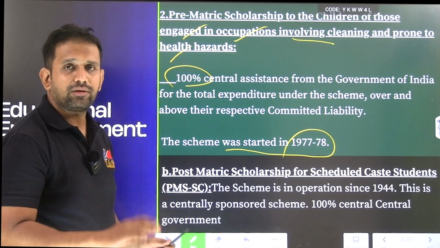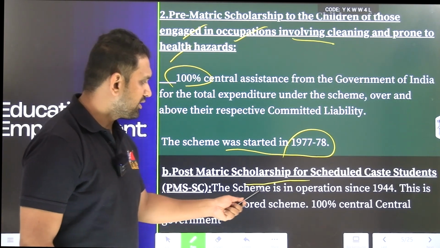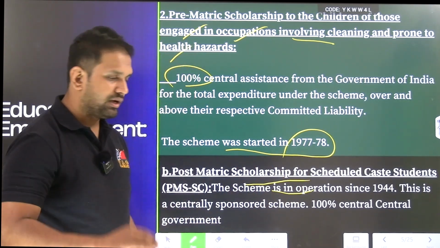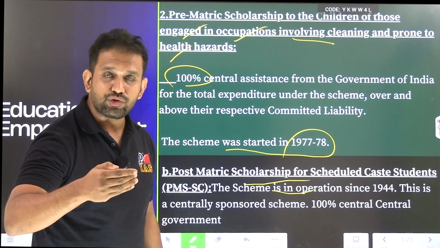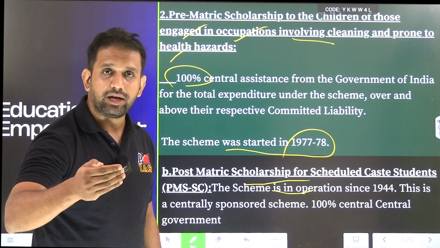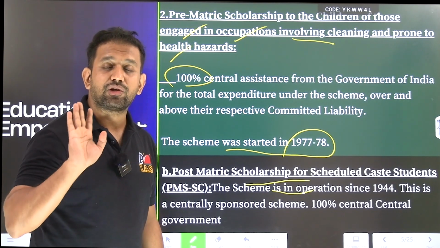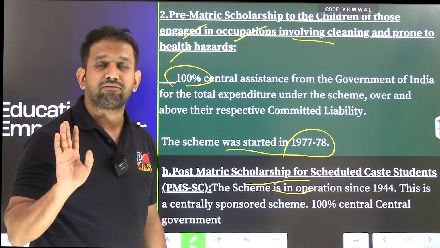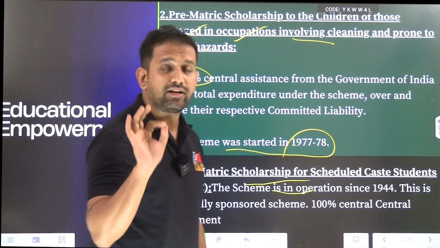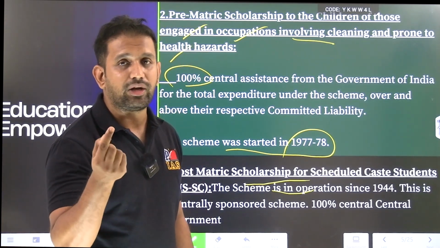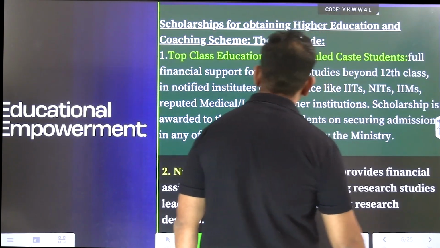Then pre-matric is over. Post-matric scholarship is also given for scheduled caste students. This scheme has been in operation since 1994. After your 10th class, in 11th and 12th class, you join the college, again you have to pay admission fee, exam fee, and buy the books. For that purpose also the government will give financial assistance. Again it is 100% centrally sponsored. 100% means the state government will not give even one paisa. Every amount will be borne by the central government on the students.